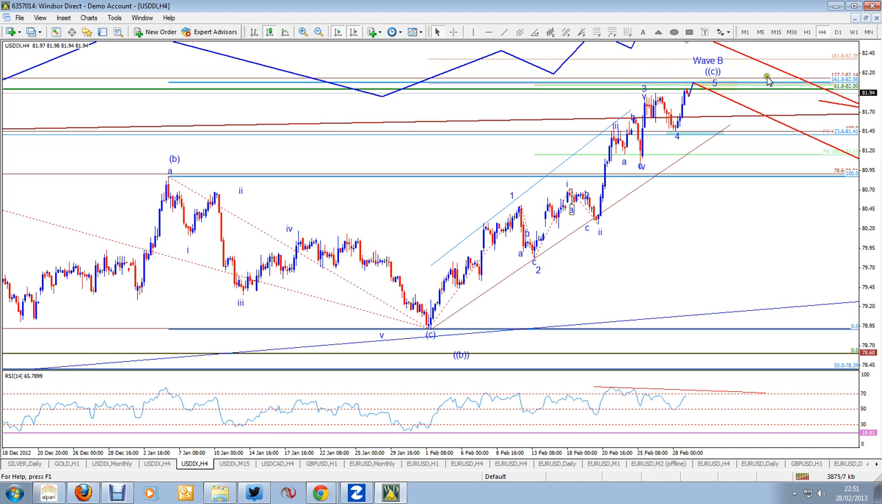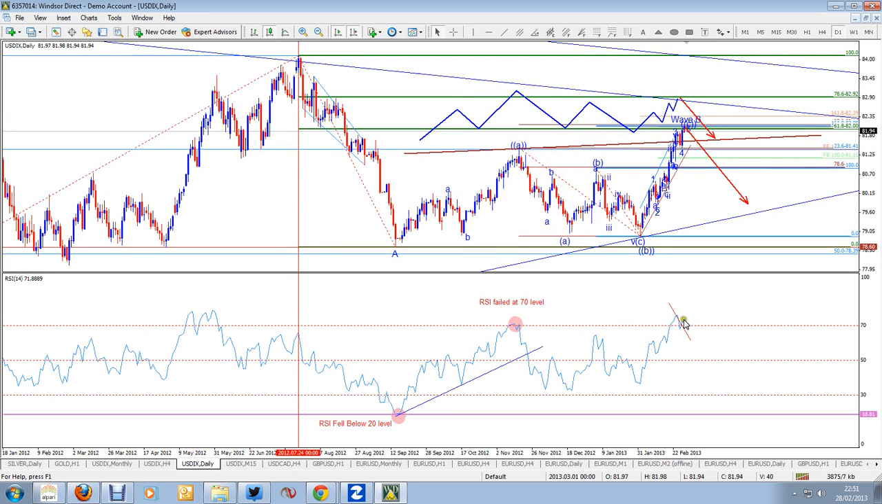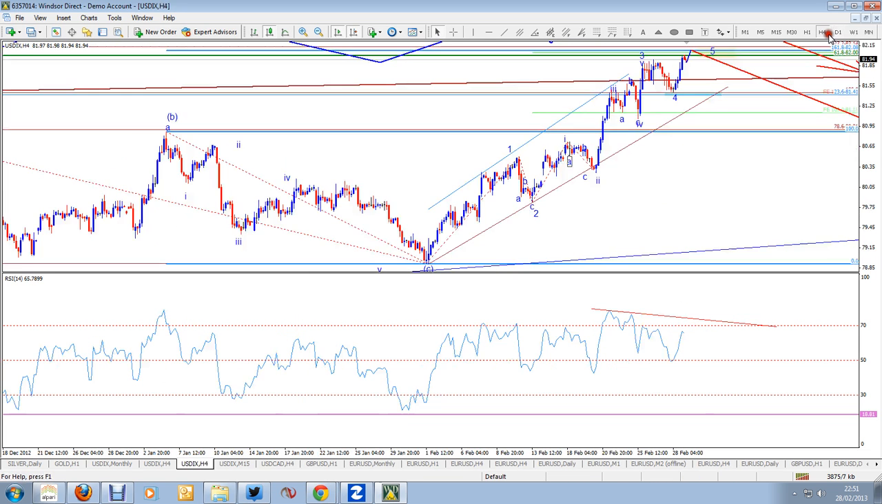So there are several Fibonacci confluences coming into that, and also to go with that, we have a divergence forming on the 4-hour chart. And in fact, if you look at it on a daily, we've got a minor divergence showing in the daily chart also. So I think we are very, very close.